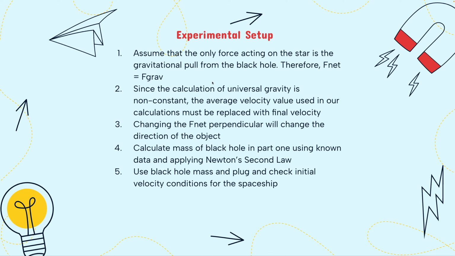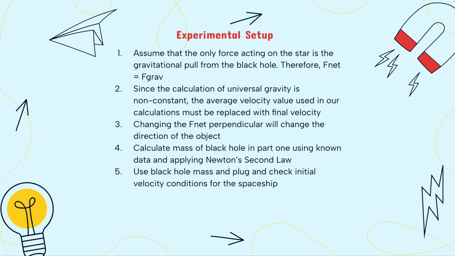So for this experiment, there are some important assumptions that we're going to have to make. Firstly, the only force acting on the star is going to be the gravitational pull from the black hole. Therefore, the net force is equal to F gravity. Secondly, the universal gravity calculation is non-constant, so instead of using an average velocity value, it is going to be replaced with a final velocity value. Third, changing the F net perpendicular will change the direction of the object.